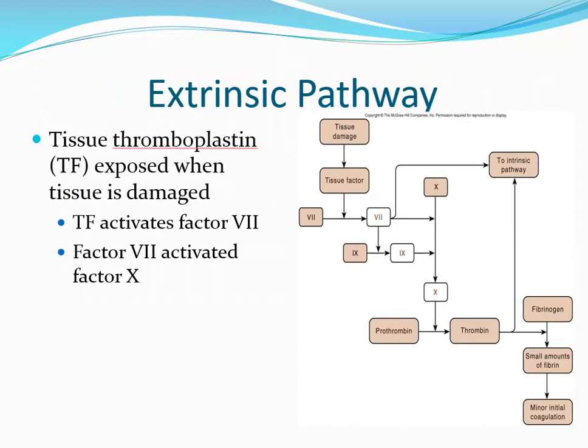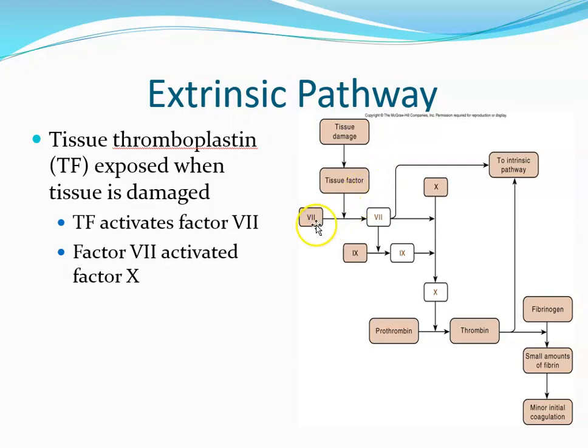We'll start first by looking at the extrinsic pathway. Now, this looks like a complicated pathway. You are not responsible for all the various steps in here. The extrinsic pathway, as we just said, the initiating factors are outside of the blood. So what starts this pathway is some sort of tissue damage. When tissue is damaged, it results in the release of a material called thromboplastin, which is also known as tissue factor. This is exposed whenever tissue is damaged.